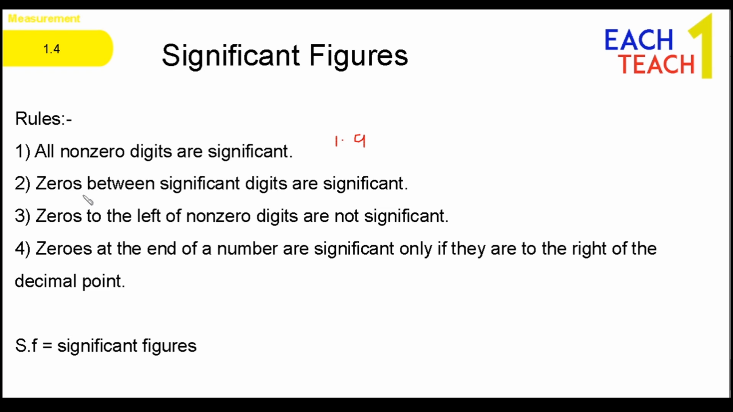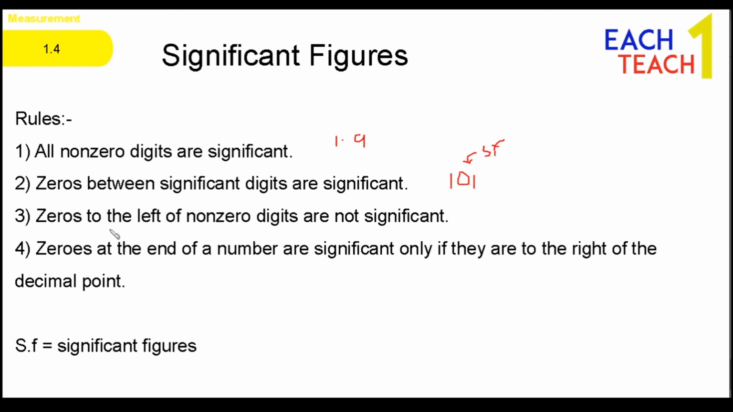Then, zeros between significant figures are significant. Suppose your number is 101. Here you can see that there is a 0 between non-zeros. This can be said to be a significant figure. The short form for significant figure is SF.